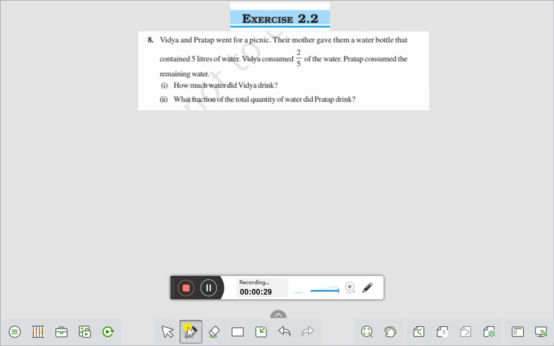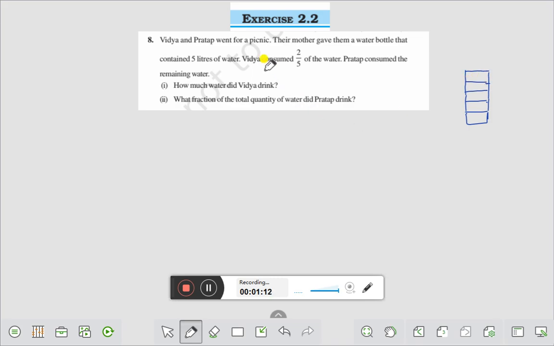Suppose this is the water bottle and it contained 5 liters of water. If we divide this water into 5 equal parts, that is 1, 2, 3, 4 and 5. Suppose all the parts are equal, 5 equal parts.